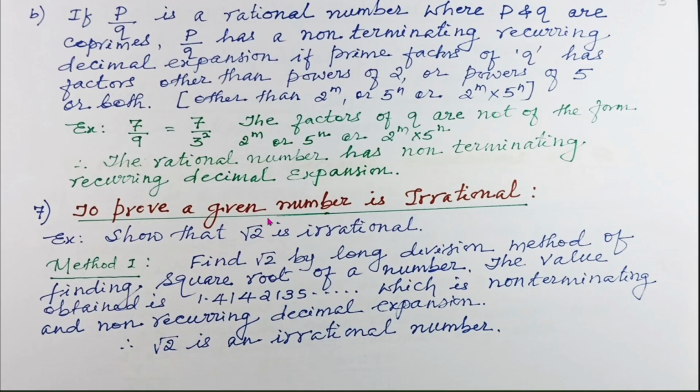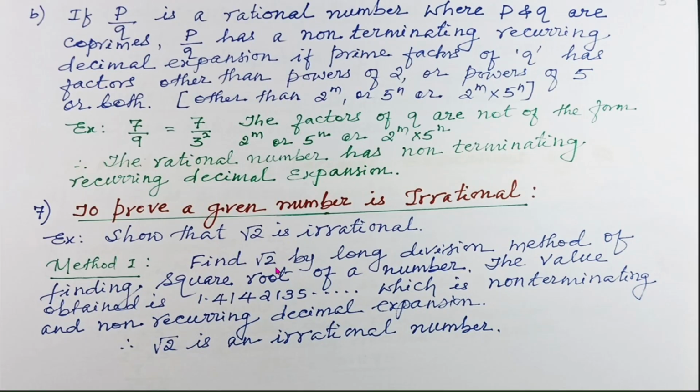Now the next and very important discussion is to prove that a given number is irrational. For example, root 2 is irrational. To show that root 2 is irrational, what is the procedure? There are two different methods. We have method 1.